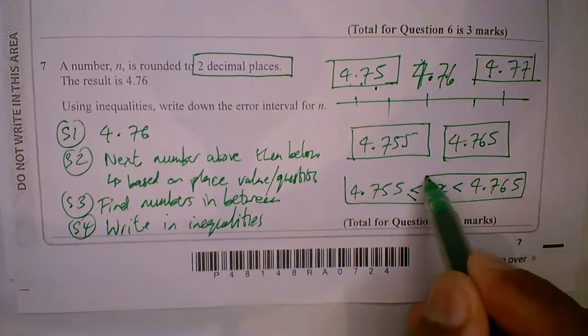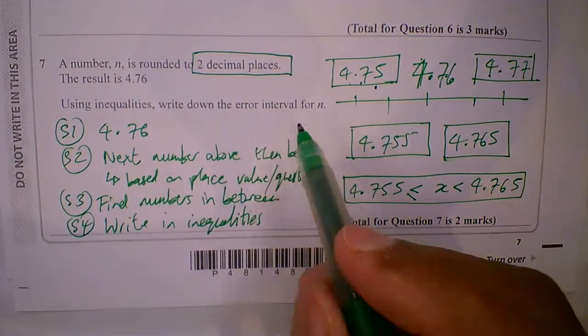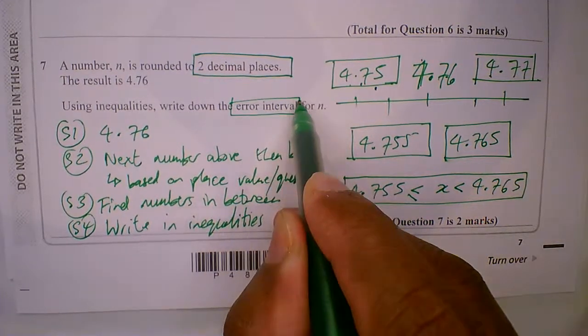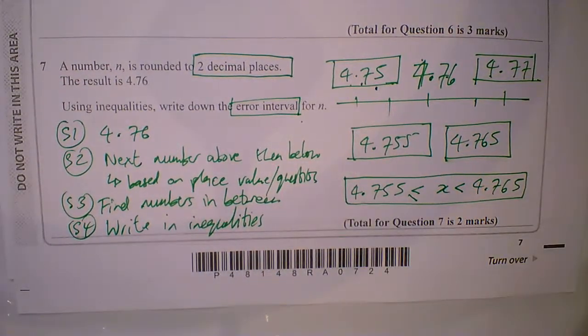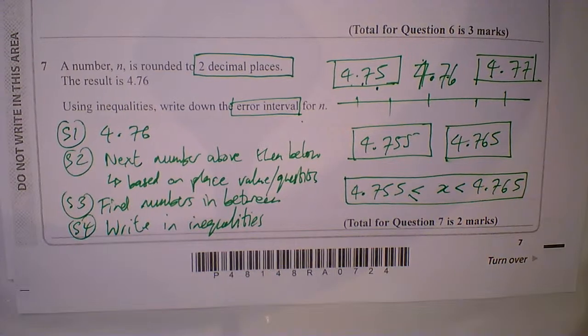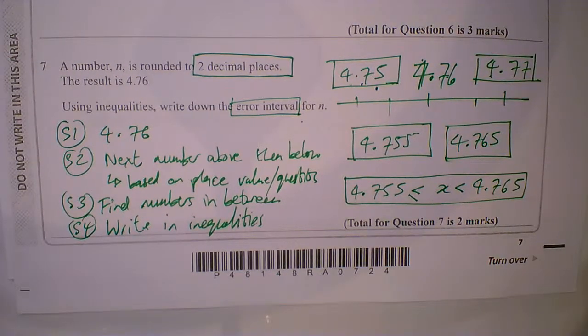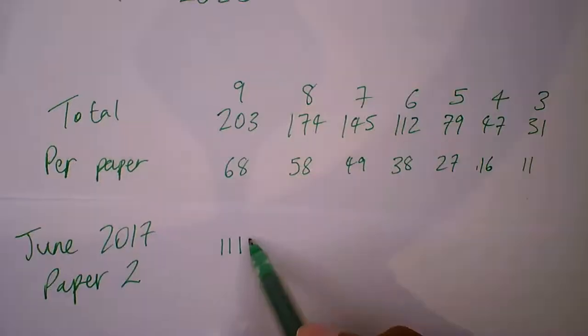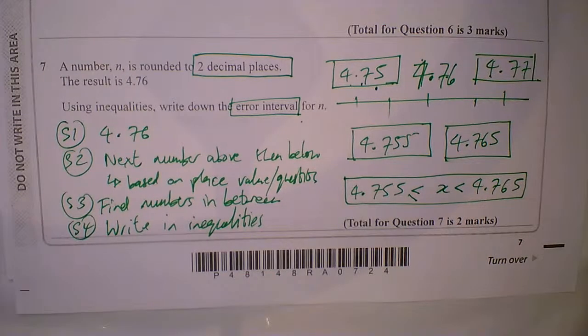2 marks there. Again, if you search for error interval on the YouTube channel, there will be practice questions for you there, as well as practice exam questions for you to answer. So let's add that to the tally. That's worth another 2 marks. 1, 2. Now the next question we're going to jump to is question 5.